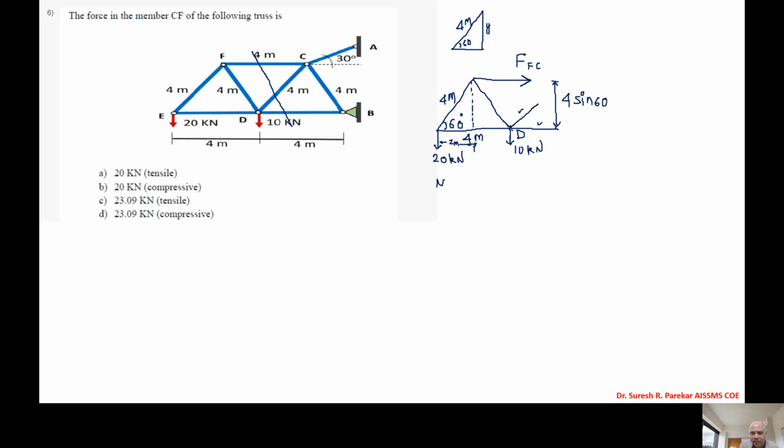And then we will write the equation moment about D equal to 0. And then we will get it as minus 20 into 4 plus FFC into 4 sine 60, and that is equal to 0. And therefore we will get the value of FFC, which should be equal to 23.09 kilonewton, and that we will get as tensile, and we have option for this is C. So question 6 we have option C.